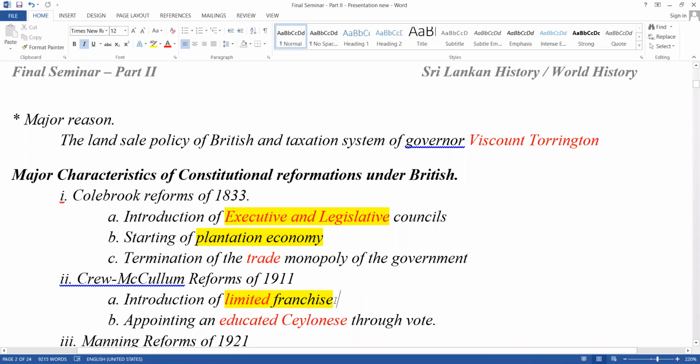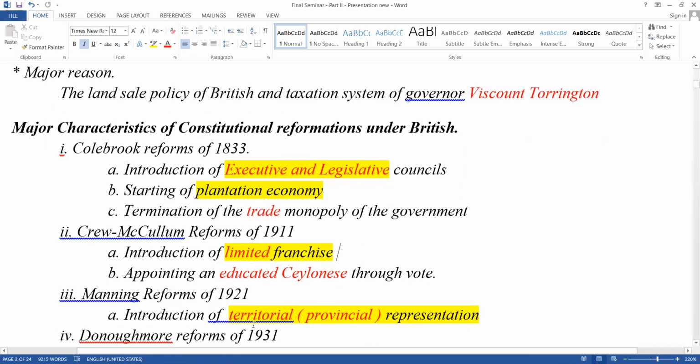However, through people's vote, the representatives were appointed to the council. Under that, an educated Ceylonese had gone to the legislative council. If anyone knows, can you tell me who was this educated Ceylonese who went to the council through public vote? Ponnambalam Ramanathan. Good. So one answer came.